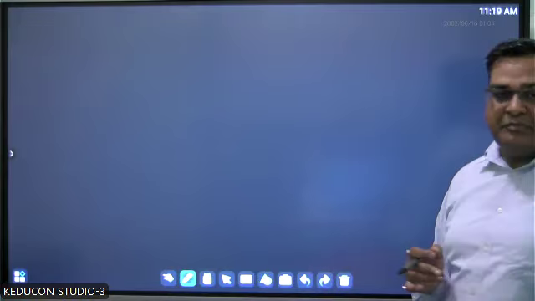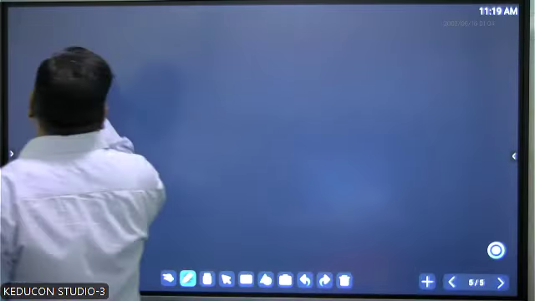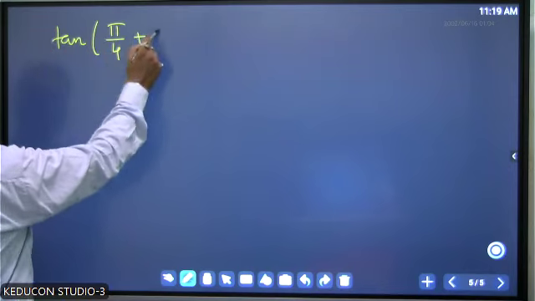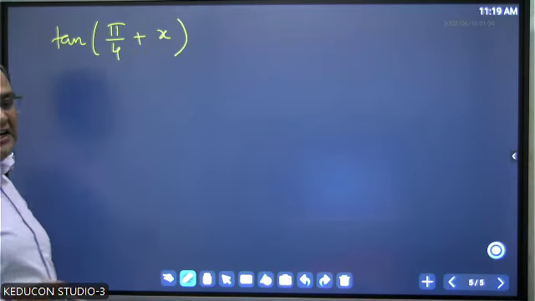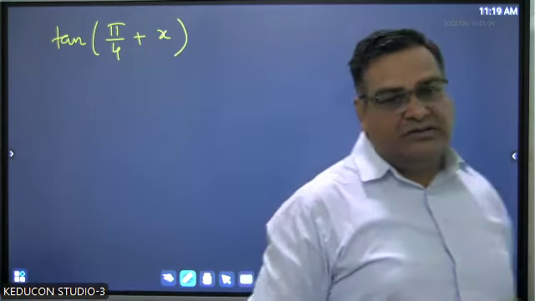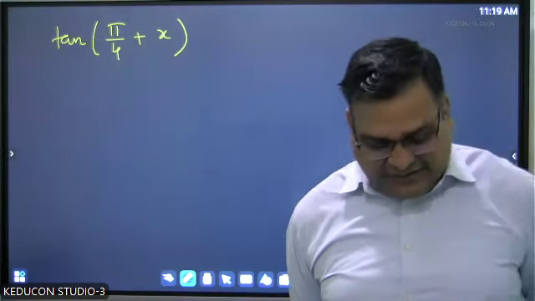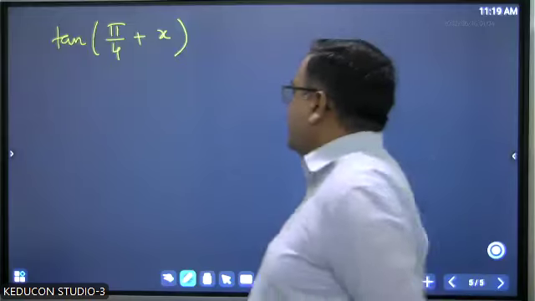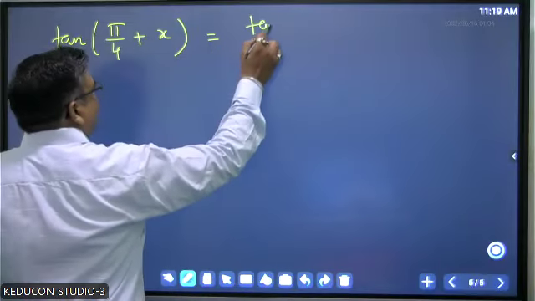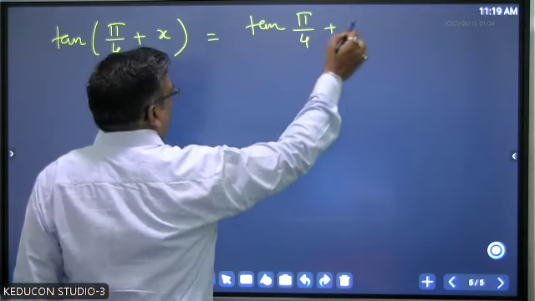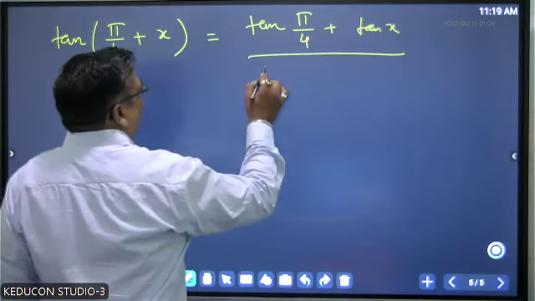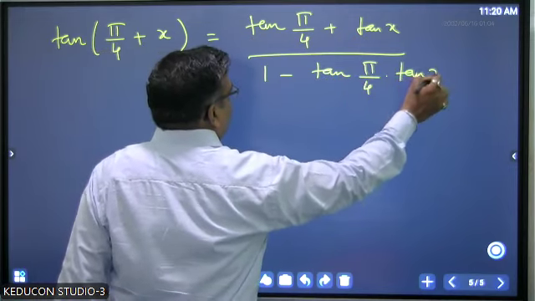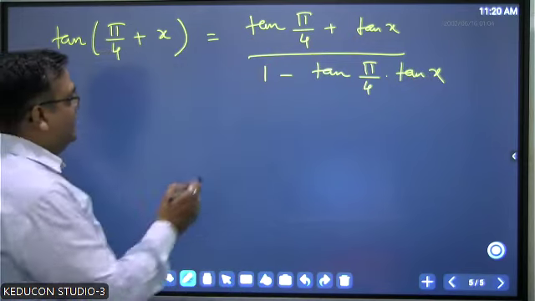Next, students, a very important result on the tan formulas. Now if we have tan of pi by 4 plus x, tan of pi by 4, what is pi by 4? Yes students, what is pi by 4? 45. So this can also be written as tan pi by 4 plus tan x over 1 minus tan pi by 4 tan x. The value of tan pi by 4 is 1.